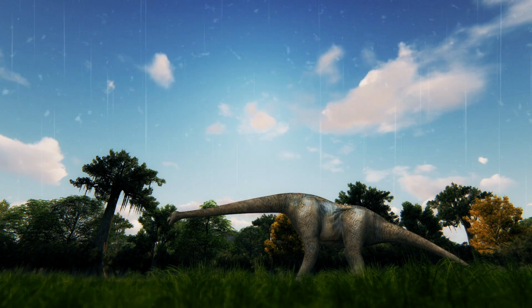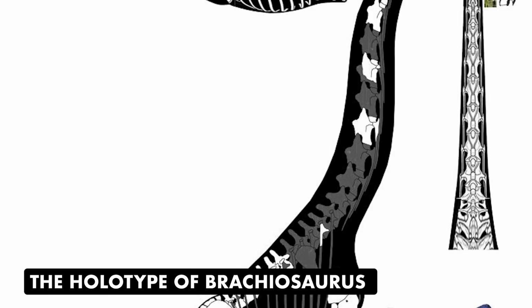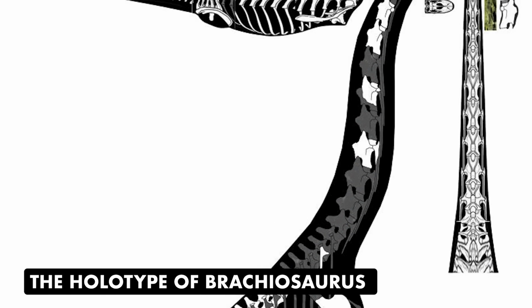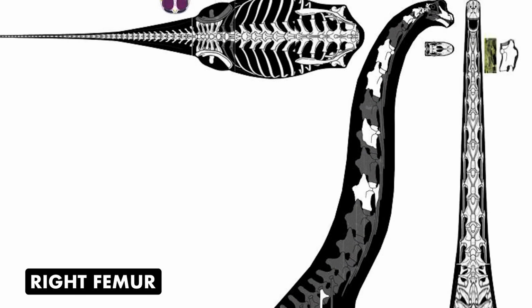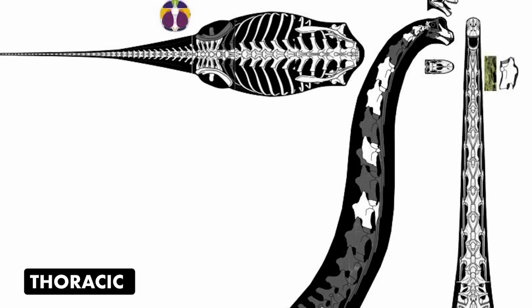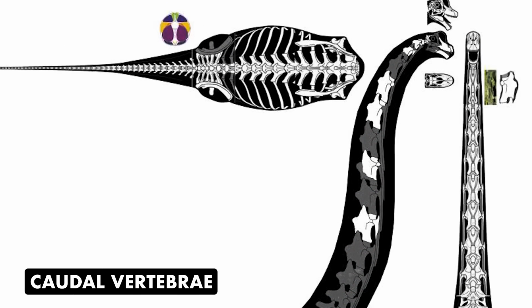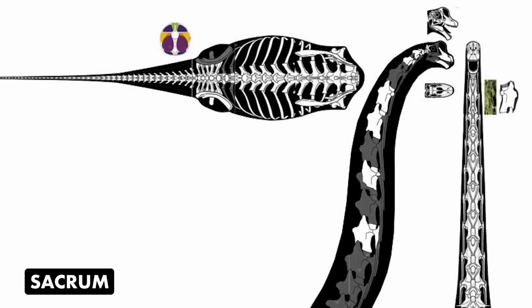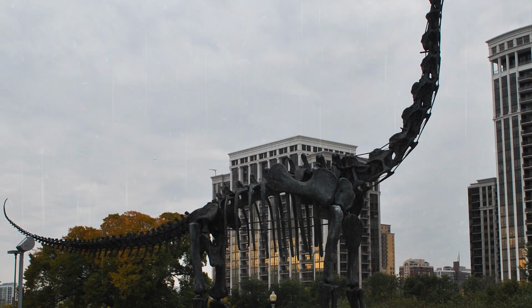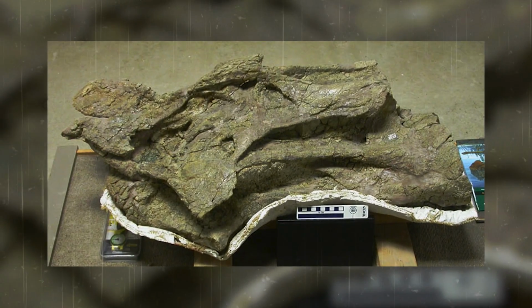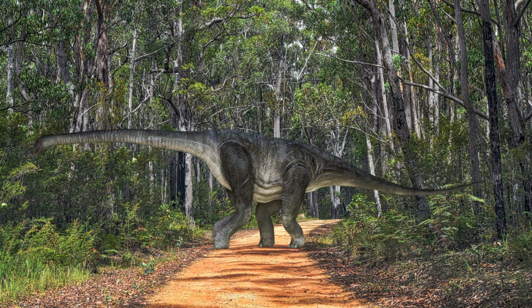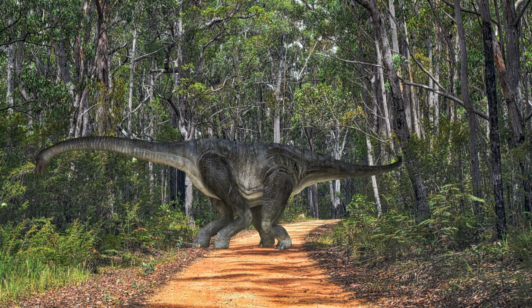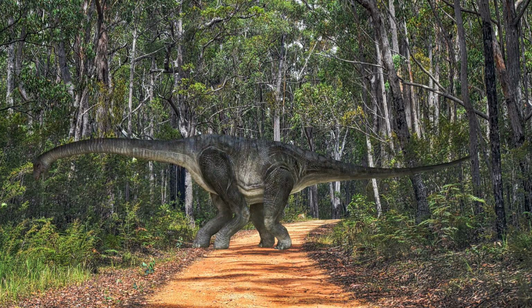its majesty fully. The holotype of Brachiosaurus was once fully prepared, consisting of various bones, such as the right humerus, right femur, scapula, thoracic and caudal vertebrae, ribs, and sacrum. However, material assigned to Brachiosaurus is rare and fragmentary, making it difficult to refer to due to its poor preservation or lack of overlap with known remains.